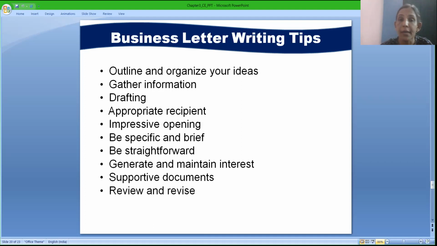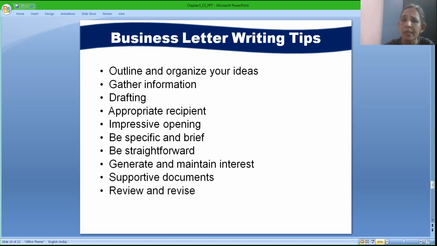You have to generate and maintain the interest of the reader. And if you do not do this, trust me, your letter is not at all going to do any good for you. So if you really want to be a good communicator, learn the art of writing good letters. Start it in the best way, end it in the best way, and create interest so that the person can have more enthusiasm while reading the letter.